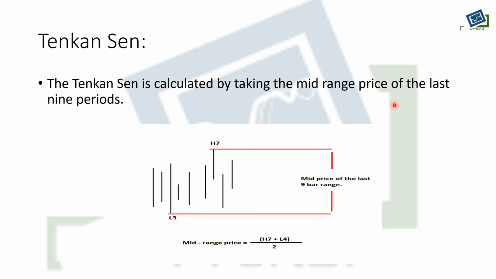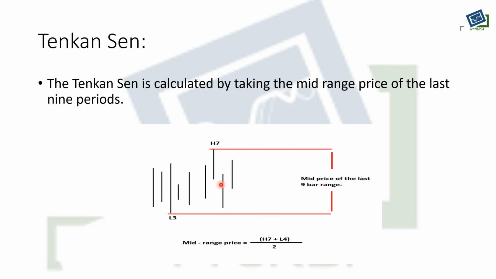So first, let us discuss Tenkan-sen, and let us discuss one by one every component of the Ichimoku charting system. So Tenkan-sen is calculated by taking the mid-range price of the last 9 periods. So we have the last 9 bars here. You can see there are 9 bars. We take the highest high of the 9 bars, and we take the lowest low of the 9 bars, and then we divide it by 2.